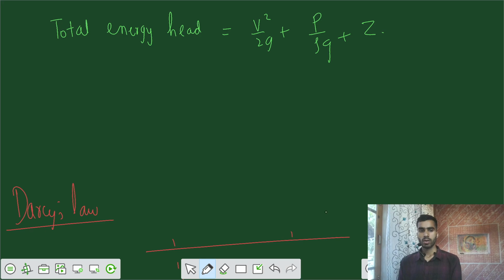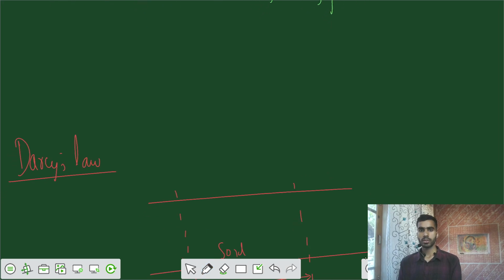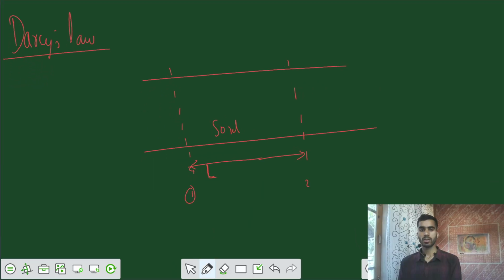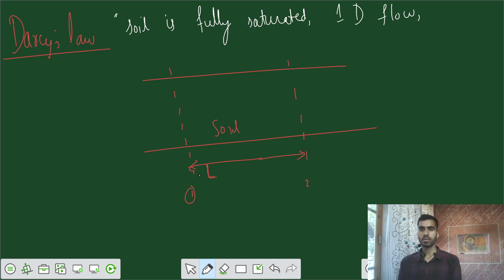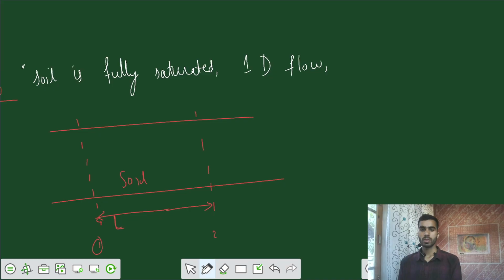And for Darcy's law, what is the assumption? We say your soil is fully saturated. We are talking about one dimensional flow, and the velocity through the soil is actually negligible. We say that your flow is a laminar flow. Velocity is less, so laminar flow is there.